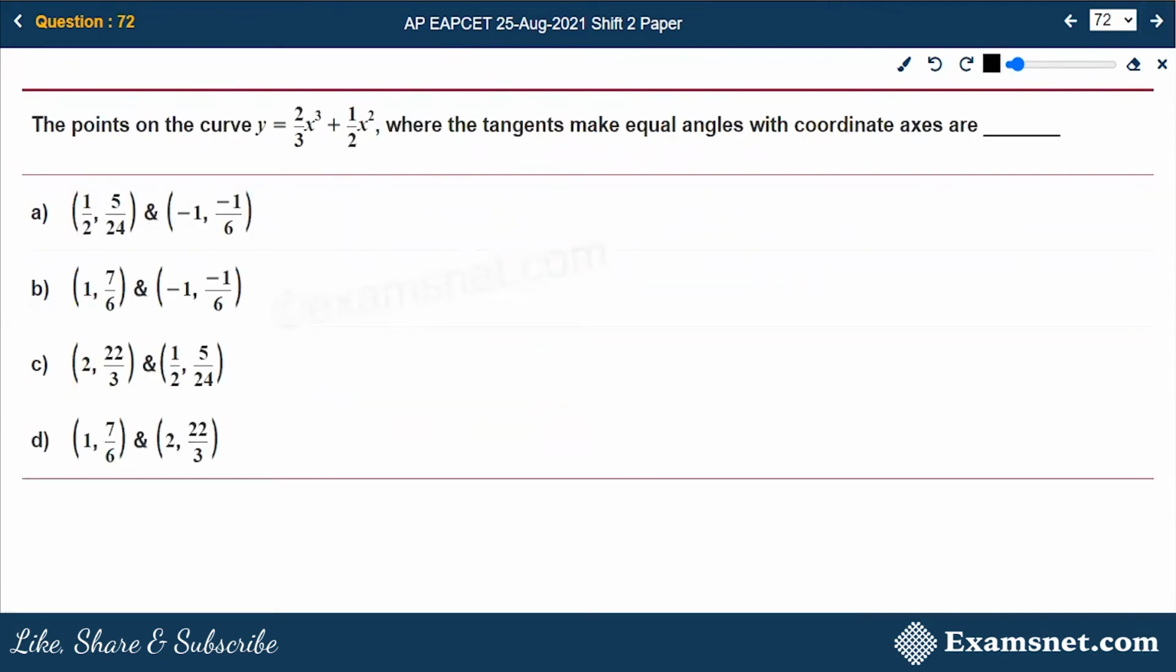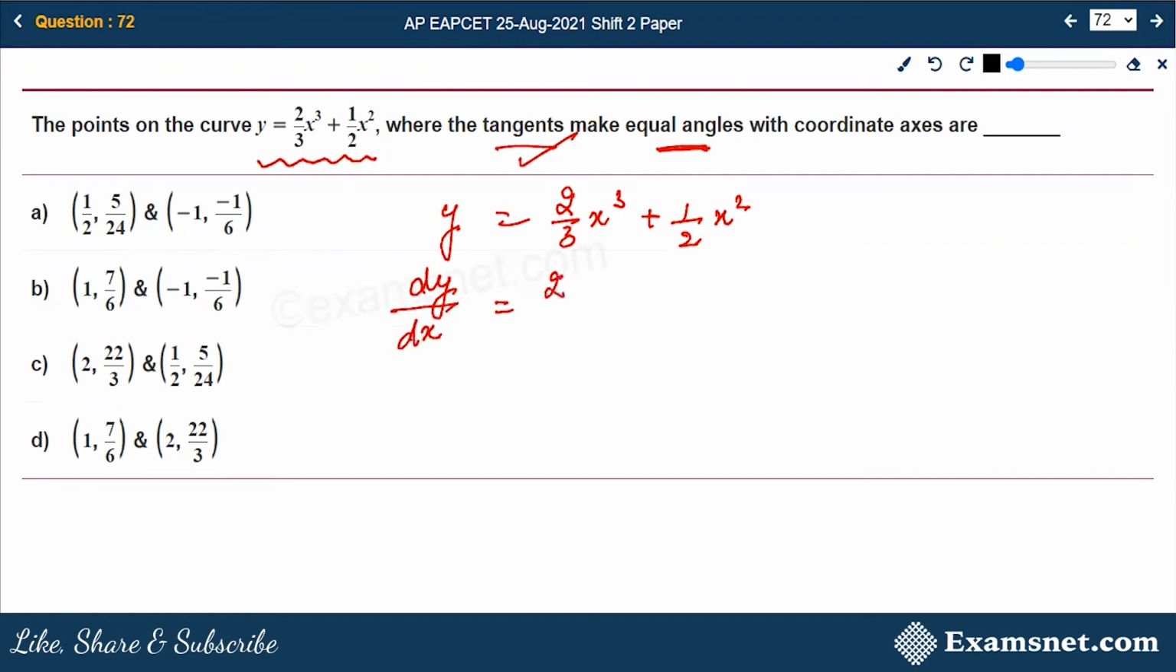The points on this curve y is equal to 2 by 3 x cube plus 1 by 2 x square, where the tangents make equal angles with the coordinate axes. So here the tangents are making equal angles with the coordinate axes. First of all, since tangents are involved, let's find the derivative.